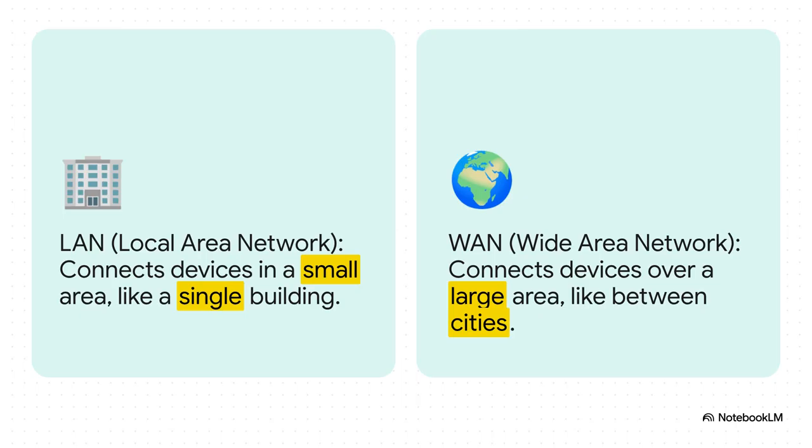Then, on the other side, you have the WAN, the Wide Area Network. And this is the big one. This is what connects all those different LANs together over huge distances. Honestly, it's what creates the internet as we know it.